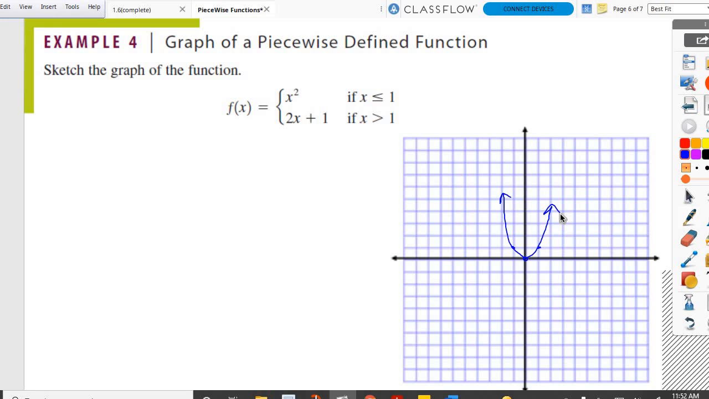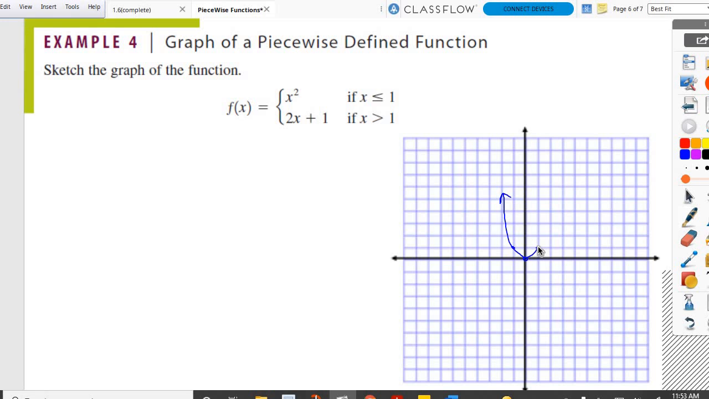So I'm going to go to 1, the point that I have there. Which part of the graph would I want to keep? The left, the stuff that's to the left. So this time, I'm just going to erase the part of the graph that I don't need. And then at 1, do we want a closed circle or an open circle? We want a closed circle because we have an equal to bar.